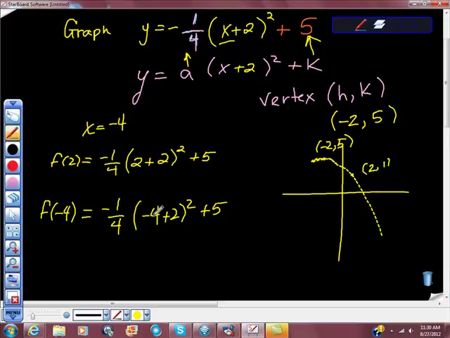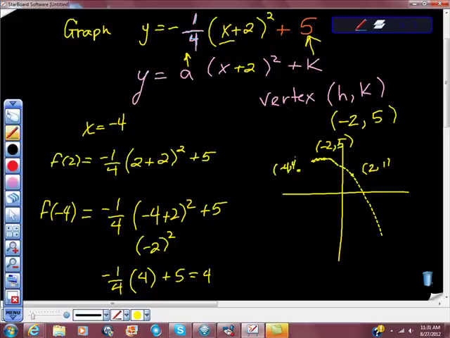Hopefully you can see the similarity here, because negative 4 plus 2 is negative 2. Negative 2 squared is 4, isn't it? Right? Negative 1/4 times 4 is negative 1, plus 5 equals 4. So we'll get the point negative 4, 4. I'm just going to draw through that and finish my parabola off like that.